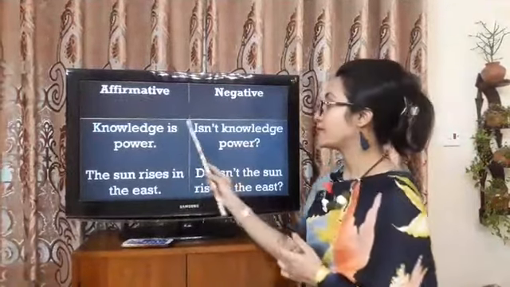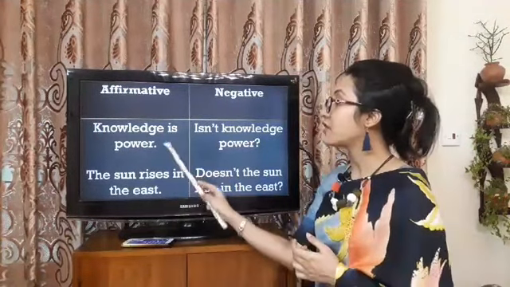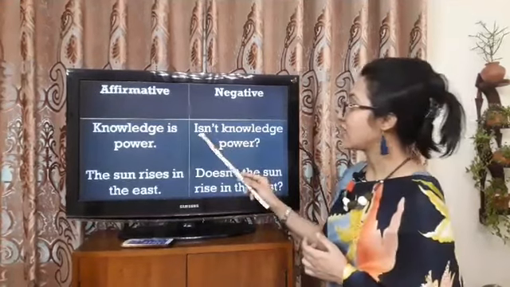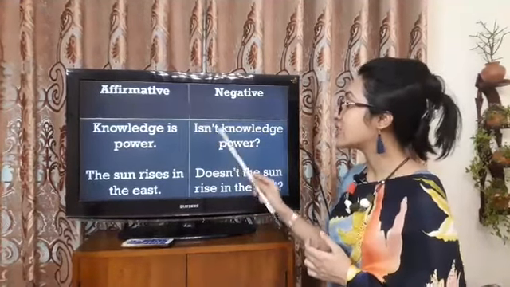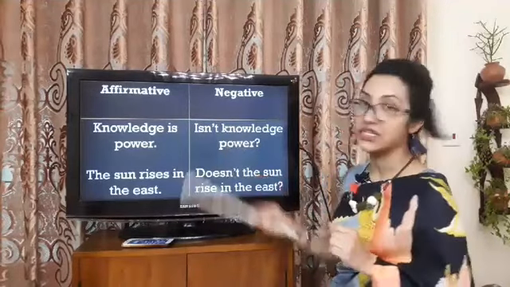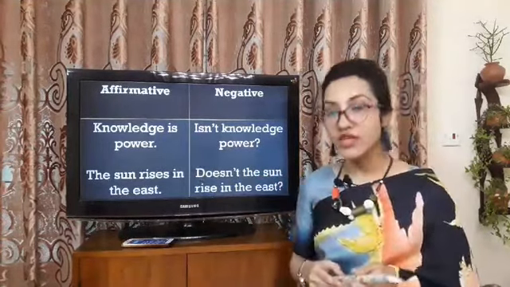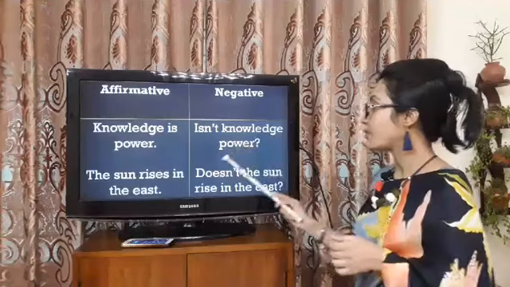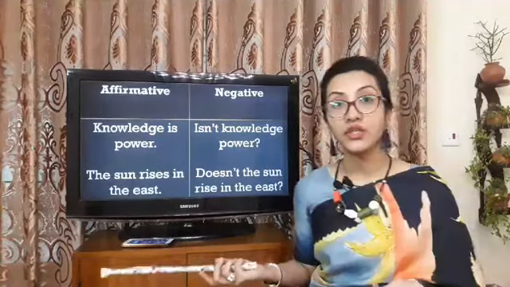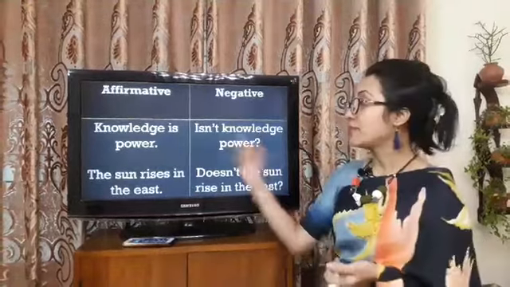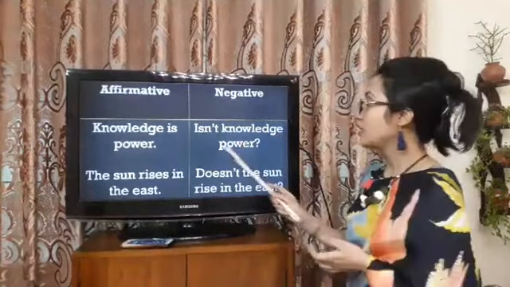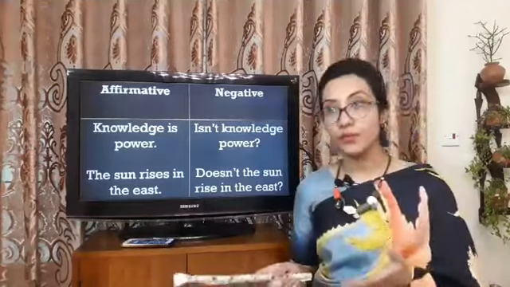Knowledge is power. So here we have the be verb is, right? So আমরা isটাকে আগে নিয়ে এসেছি and we have added not as a short form, as a contraction, isn't. So it's the contraction form. Isn't knowledge power? We have used a question mark at the end. It has been made into negative interrogative. তার মানে জ্ঞান কি শক্তি নয়? সো অর্থটা অপরিবর্তিত থাকছে.